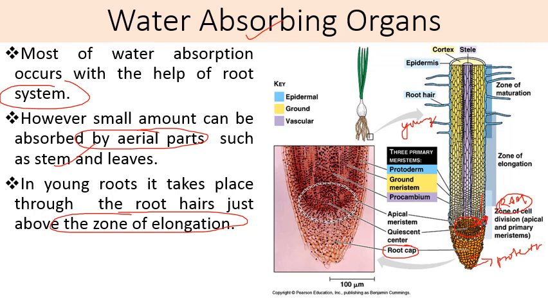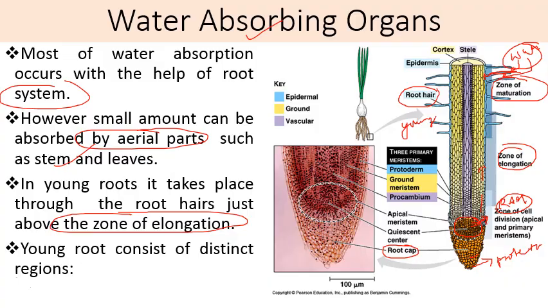Then after that there is a zone of elongation, where the cells formed after division elongate, means they attain their full size, and that results in elongation of the root, due to which the length of the root increases. Then next comes the zone of maturation, also known as the zone of root hair. These are epidermal growths which are very sensitive tubular structures, and they are responsible for water absorption. Means they increase the surface area of the root for water absorption. So the young root consists of these 5 distinct parts.